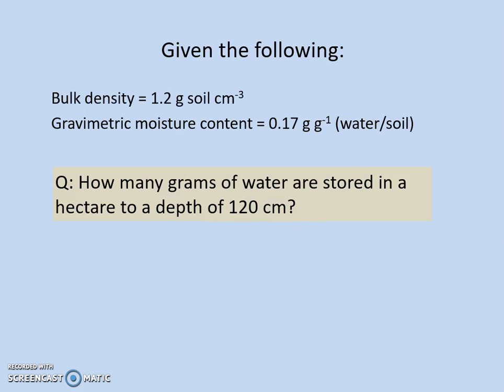Let's use these measurements to answer a typical question. If you know the soil bulk density and the gravimetric moisture content, how many grams of water are stored in 1 hectare of ground to a depth of 120 centimeters?